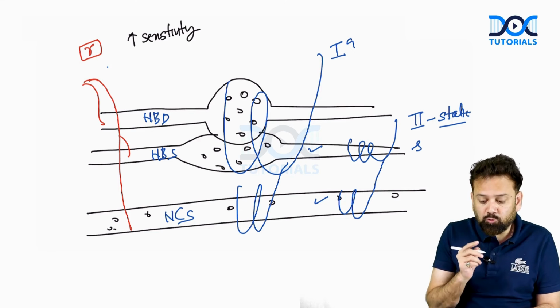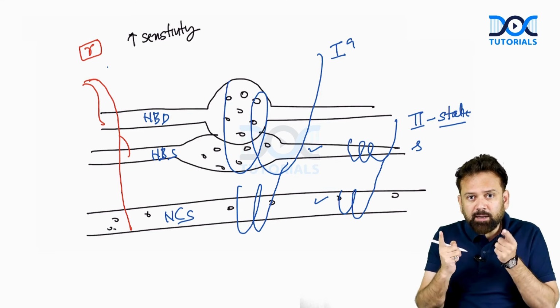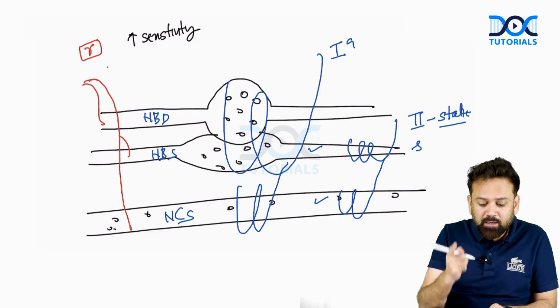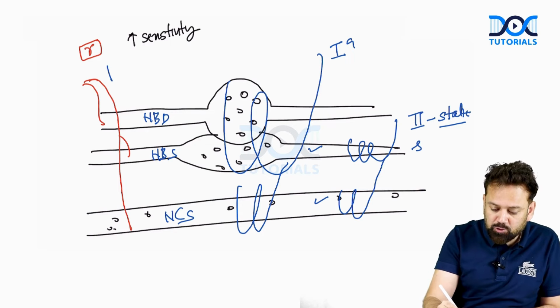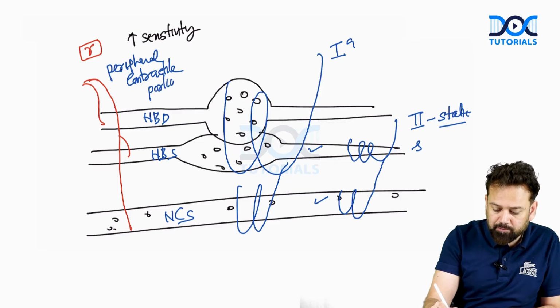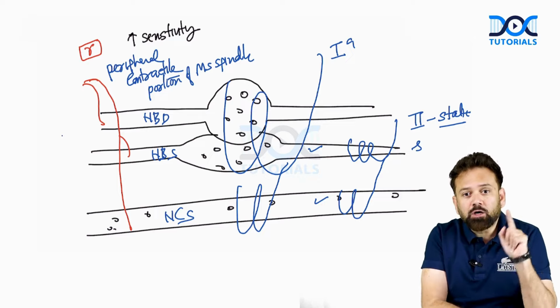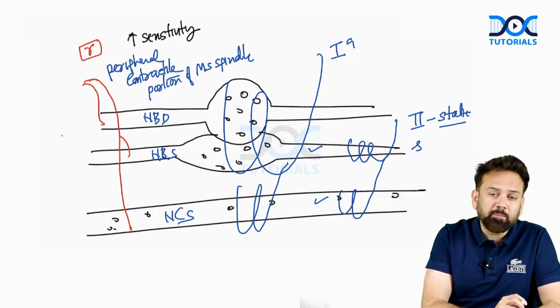Now, they ask you, can you see in the diagram? Is gamma supplying in the center or periphery? Periphery. So, this is the exam question. Gamma supplies to the peripheral contractile portion of the muscle spindle.